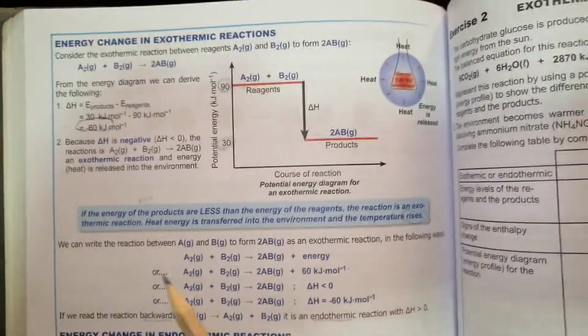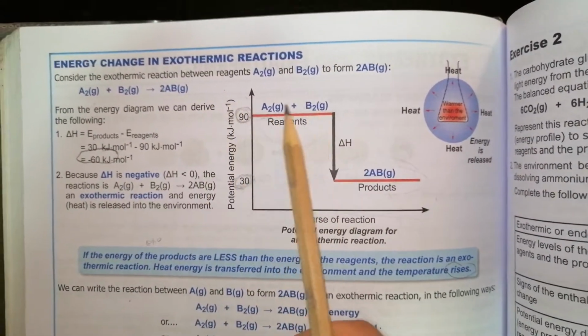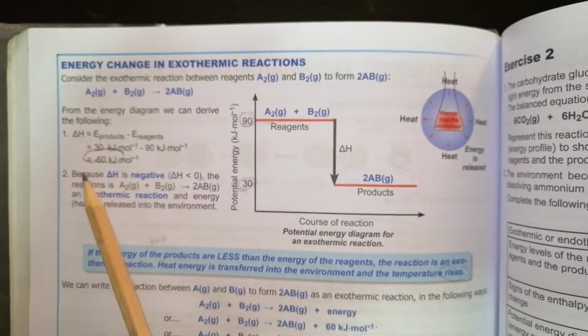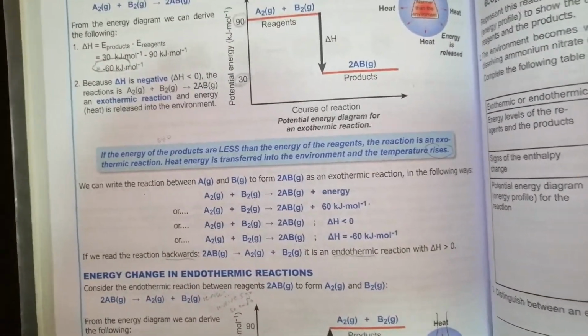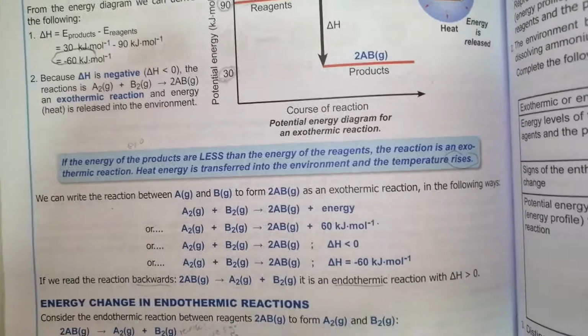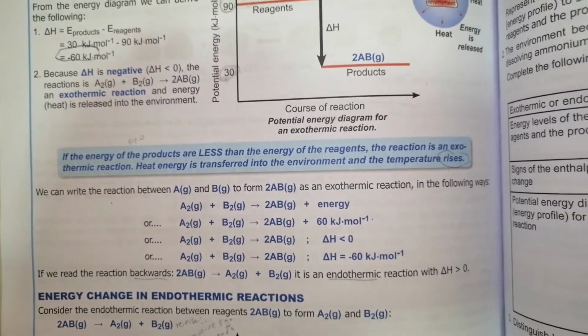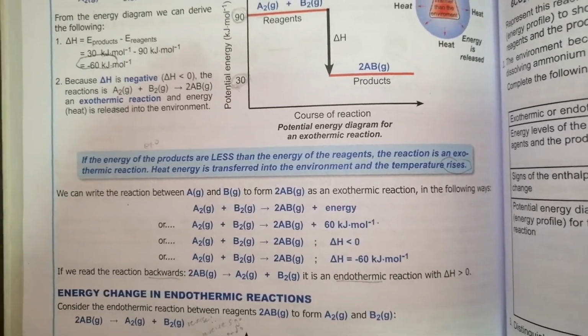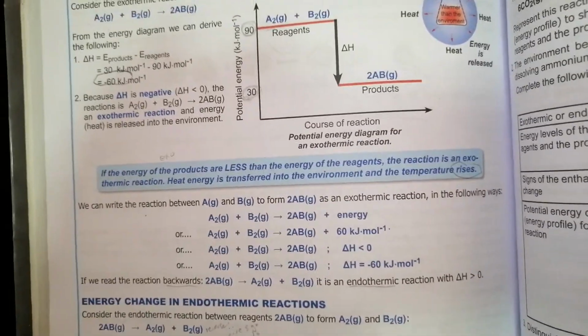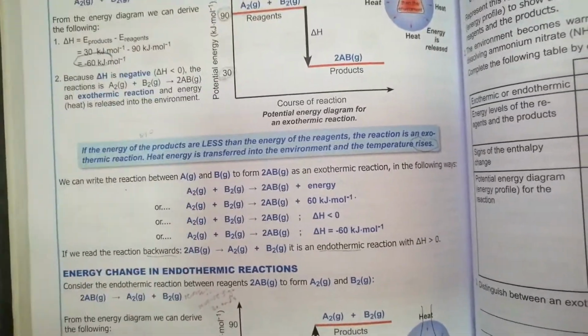Okay, now this reaction we're dealing with, we said it's exothermic because the graph is decreasing, and we worked out delta H to be negative 60 kilojoules per mole, so we know it's an exothermic reaction. Now, there are many ways of showing an exothermic reaction. First of all, you need to know that an exothermic reaction is a reaction where you're releasing energy, which means you're giving off energy, you're getting rid of it.